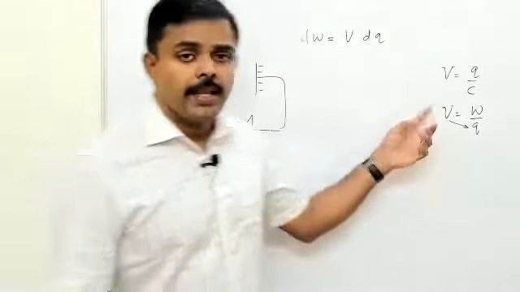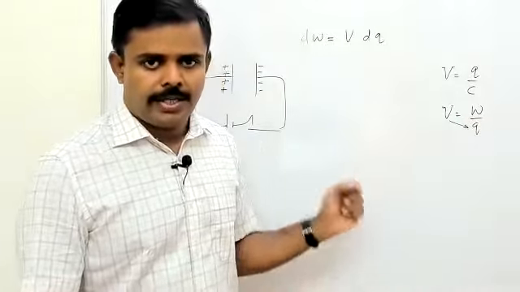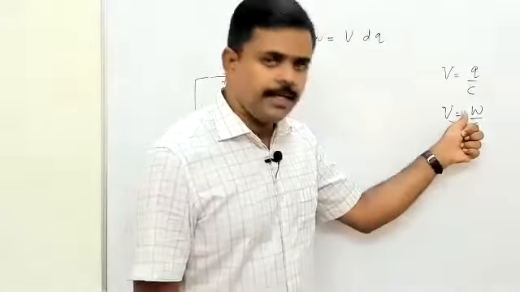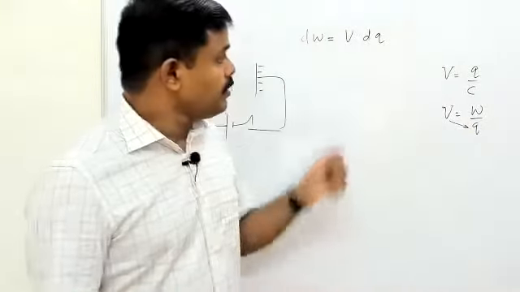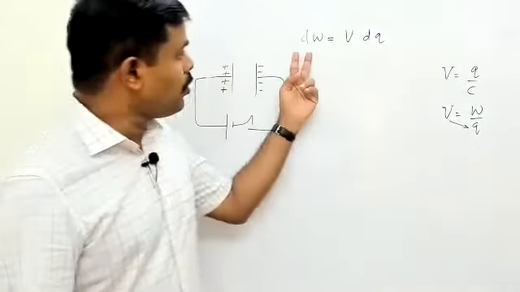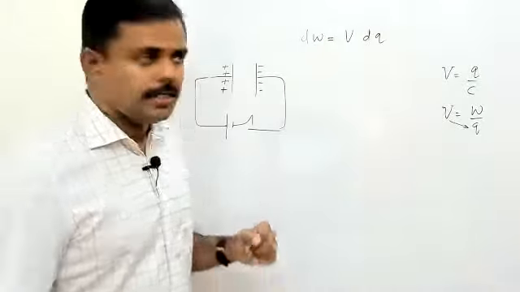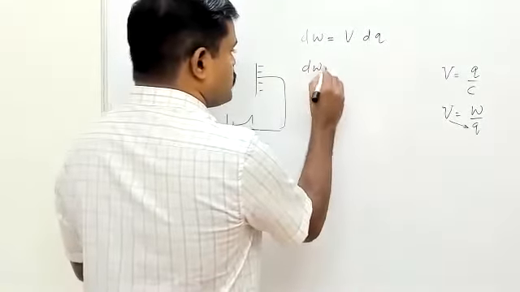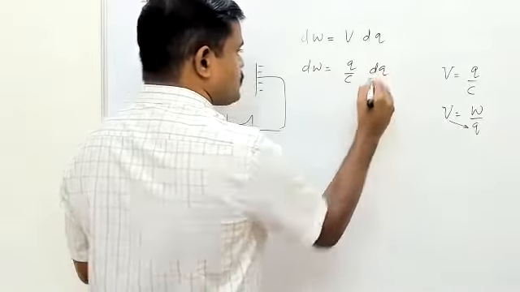So I'm repeating, V is equal to W over Q. This is the definition for potential. Potential is defined as work done per charge. If you cross multiply, you get work done is equal to Q into V. But I'm finding the small work done here. Small work done is potential into small charge. So I can put it here, dW is equal to, what is V? V is Q by C into dQ.